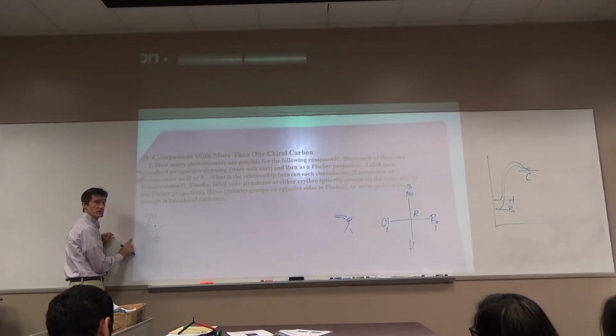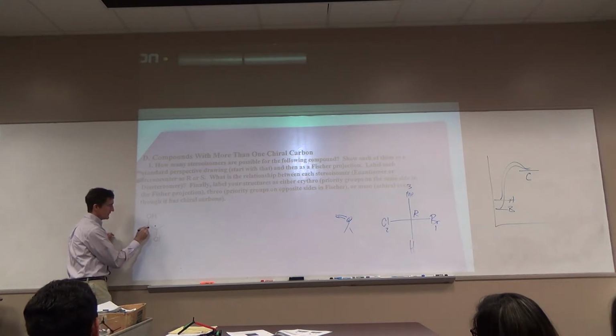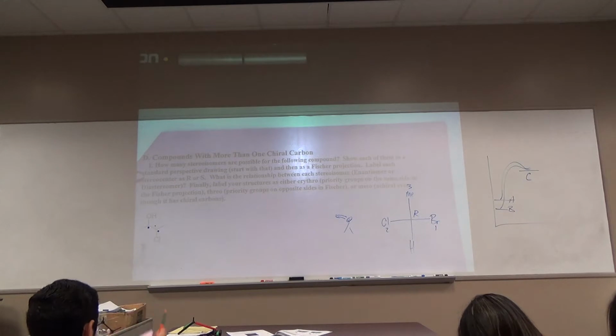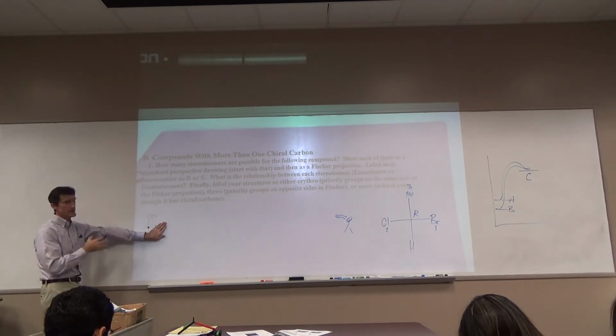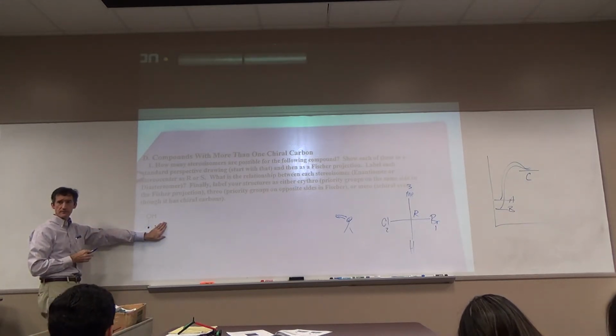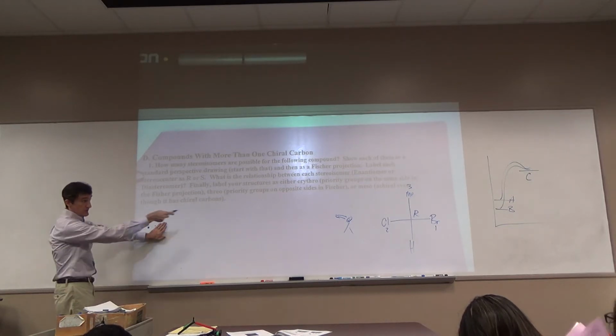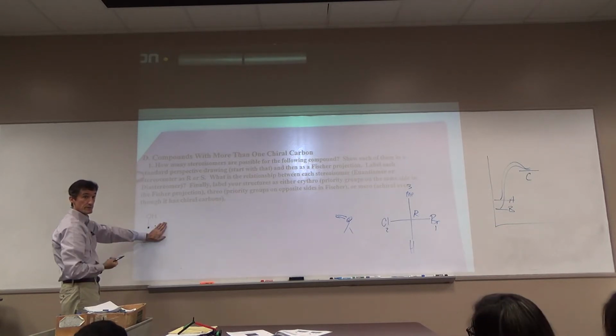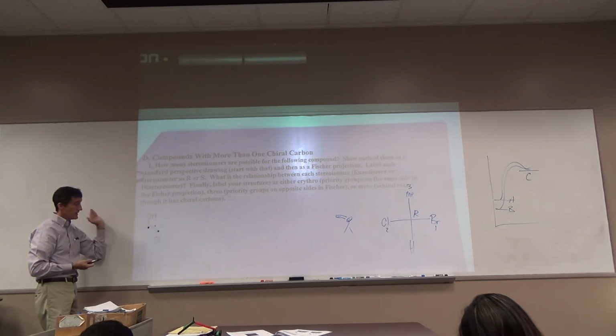How many chiral carbons are here? 2 chiral carbons. If it only had 1, how many possible stereoisomers would there be? 2, R and S. Like the previous example, that compound had 1 chiral carbon, 2 possible configurations. Well, how many for this guy?